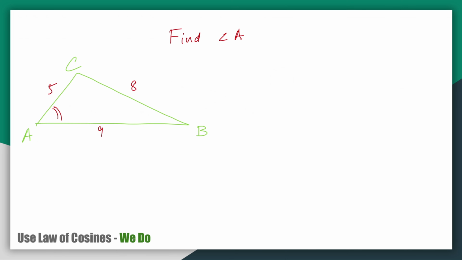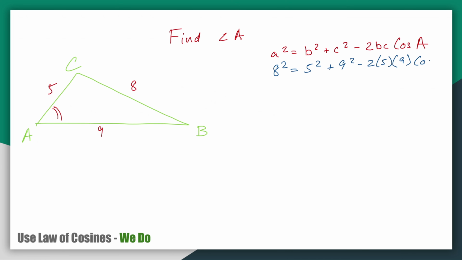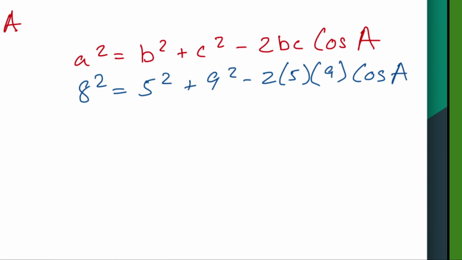Okay, so first thing we do is we set up our formula, right? A squared is equal to B squared plus C squared minus 2BC times the cosine of A, like that. And I'm going to plug in the information that I have, okay? So I have 8 squared is equal to 5 squared plus C, which is 9 squared, minus 2 times B, which is 5, times C, which is 9, times the cosine of A, okay?